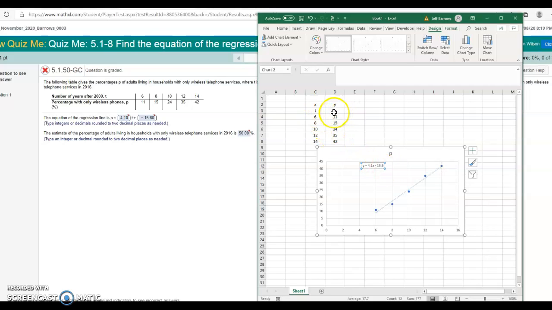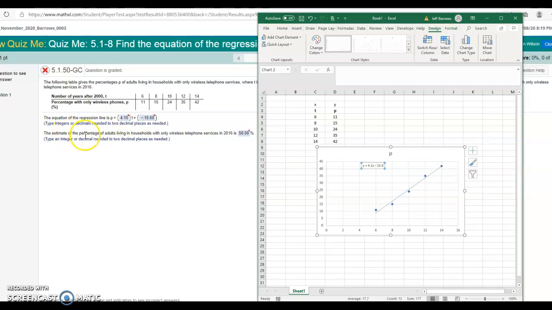Or in your terms, it would be percentage with only wireless phones as a function of years after 2000. So your y and x here are P and T. You see here y equals 4.1x minus 15.6. That's the answer that you're going to get here for the coefficient of T and then the y-intercept. So that will give you that question.